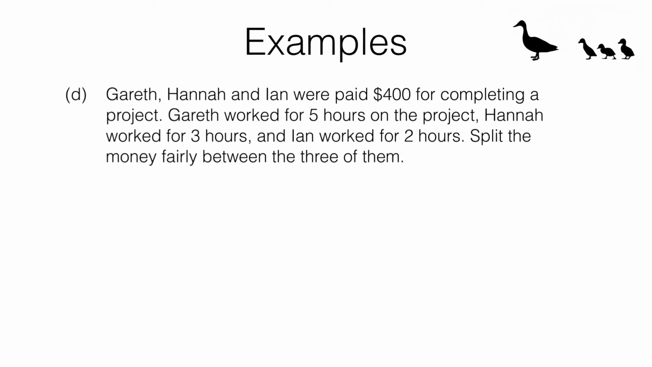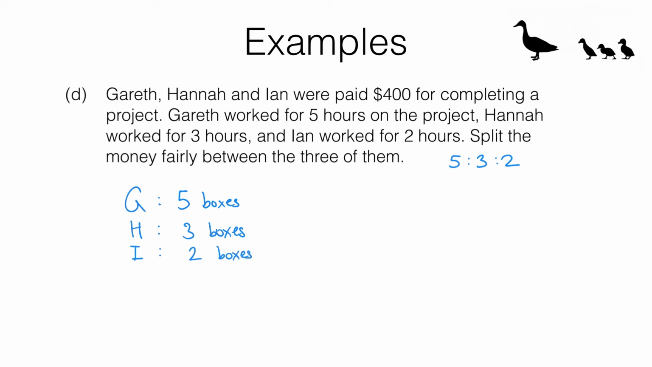And in fact, what we're going to do is split the money between Gareth, Hannah, and Ian in the ratio 5 to 3 to 2, because that represents how many hours each of them spent on it. You might also be getting tired of drawing those bar models, so we're going to look at this question without drawing that kind of diagram, at least not in full. So, Gareth, he's going to have 5 boxes, and I'm just going to write 5 boxes instead of actually drawing 5 boxes. Hannah, we're going to give her 3 boxes. And Ian, we're going to give him 2 boxes.